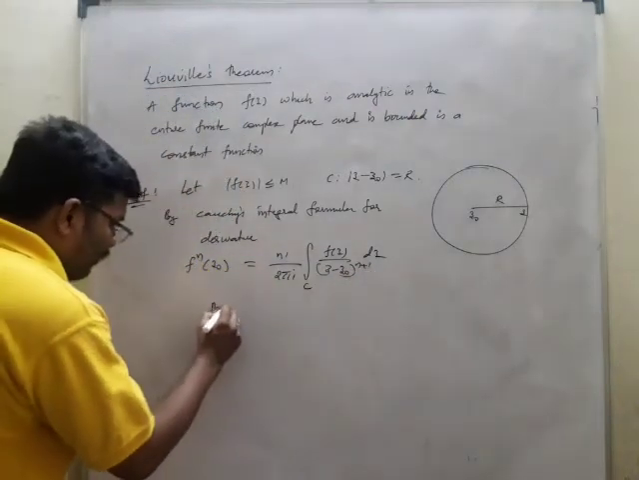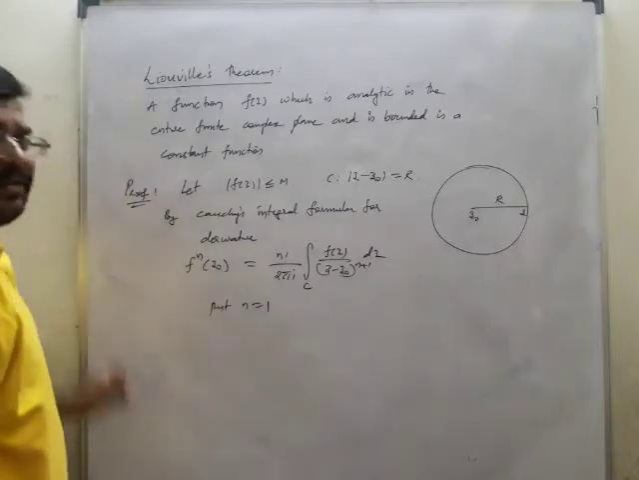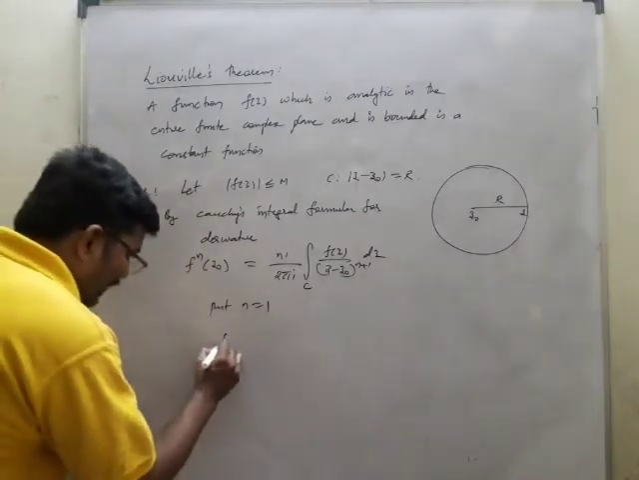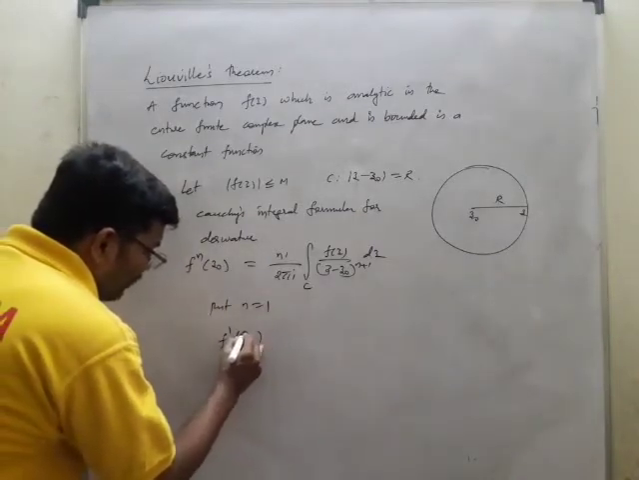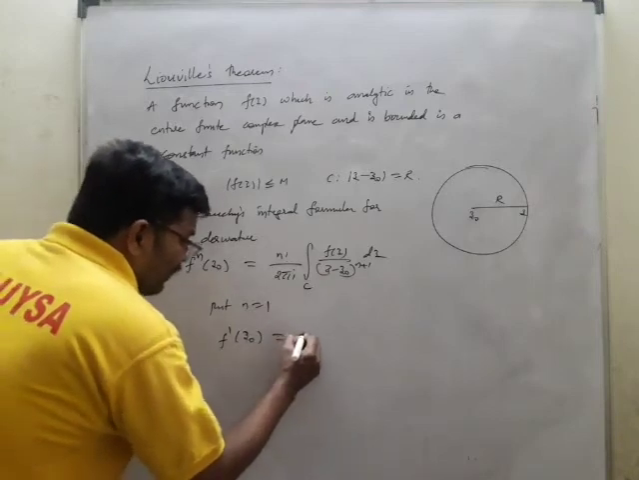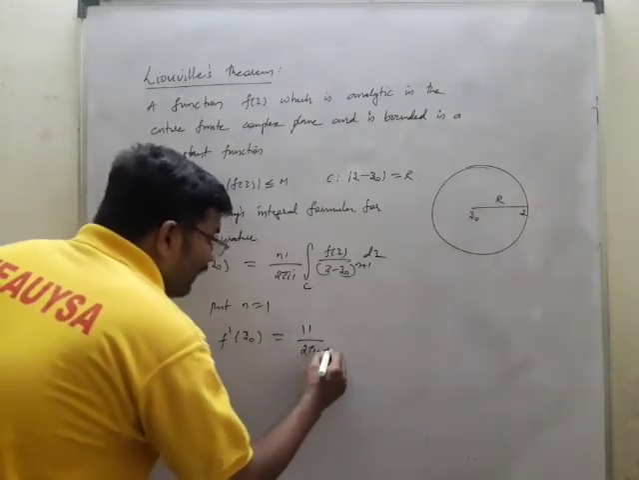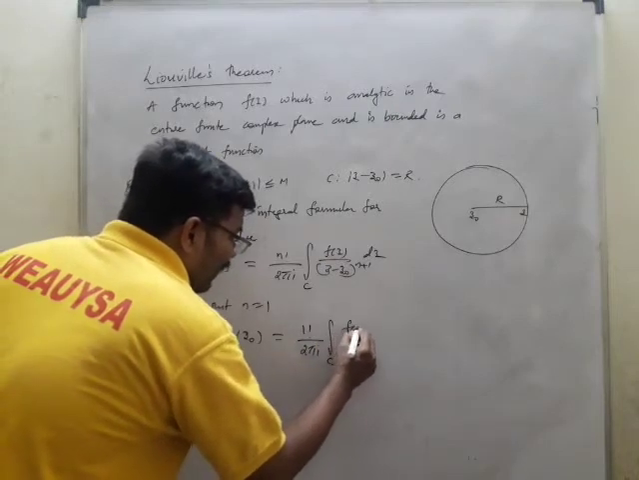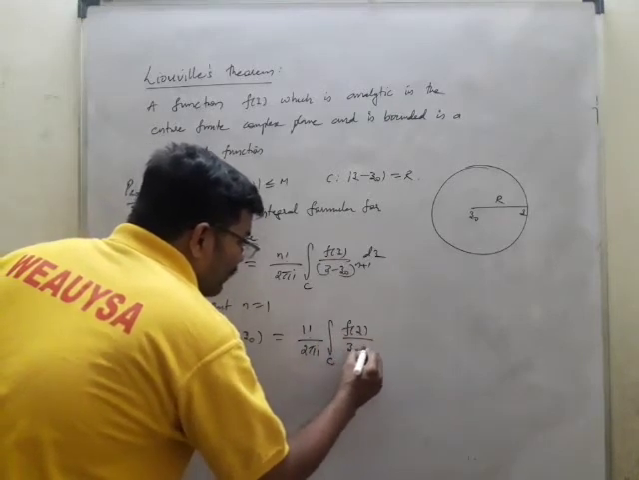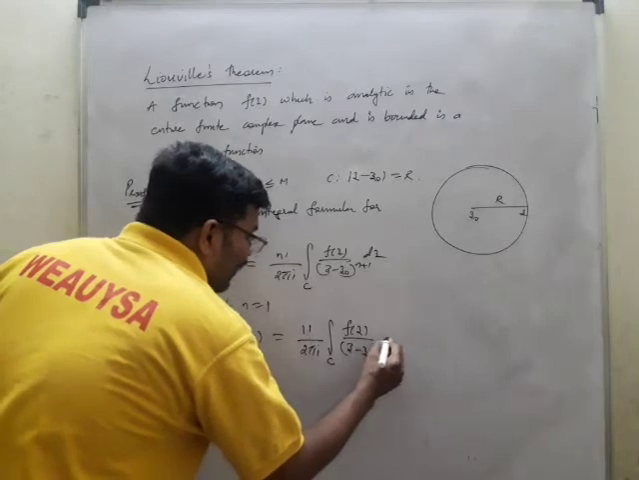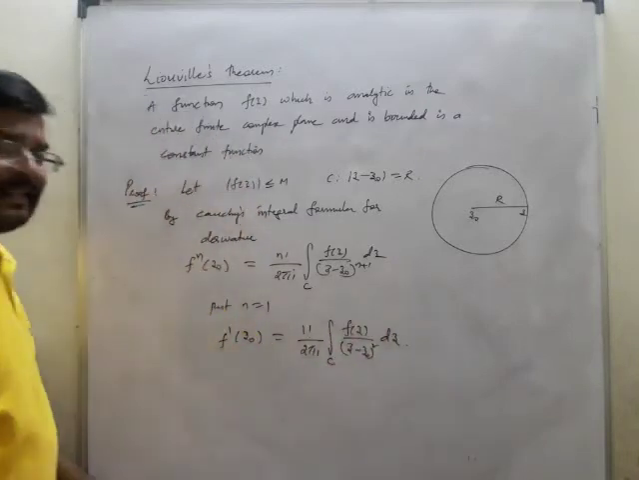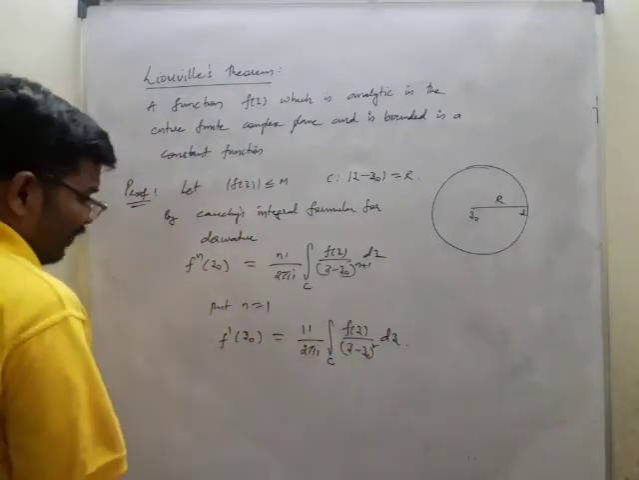Put n equal to 1. I'll take n equal to 1 here, so f′(z₀) = 1!/(2πi) ∫_C f(z)/(z − z₀)² dz. Then taking mod on both sides.